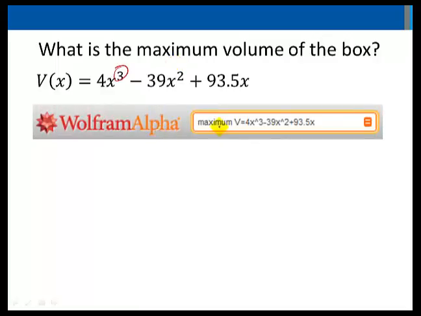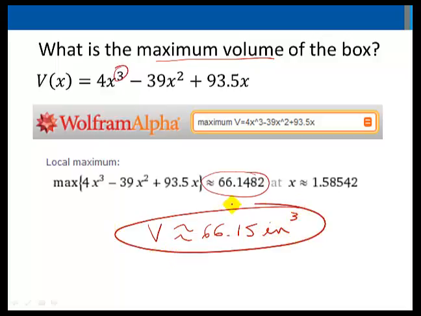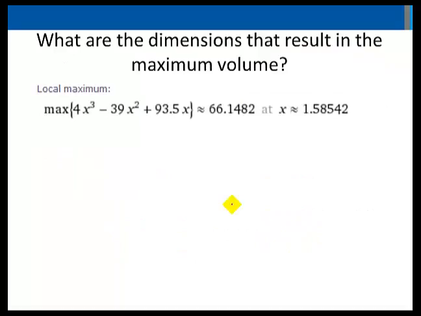I typed in maximum V equals and my volume function into Wolfram Alpha, and it told me that the maximum volume is approximately equal to 66.1482. So I will just say my maximum volume here is approximately 66.15 cubic inches. What are the dimensions that result in the maximum volume? Well, I also found from Wolfram Alpha that for the maximum volume, x is approximately equal to 1.58542.